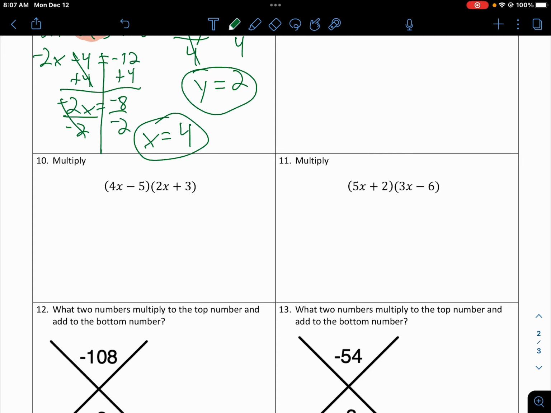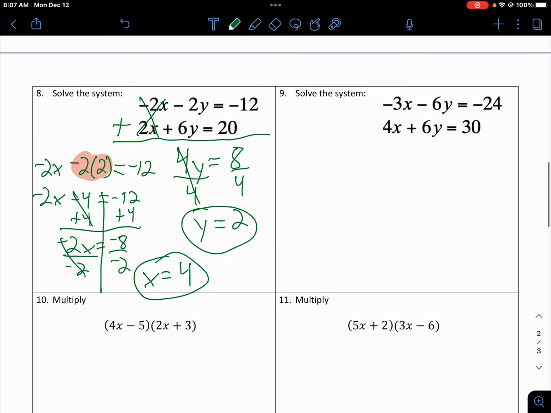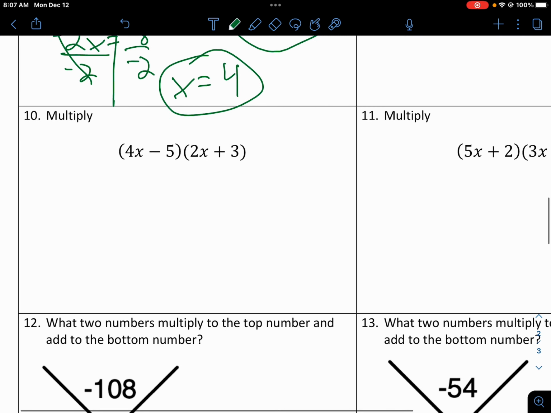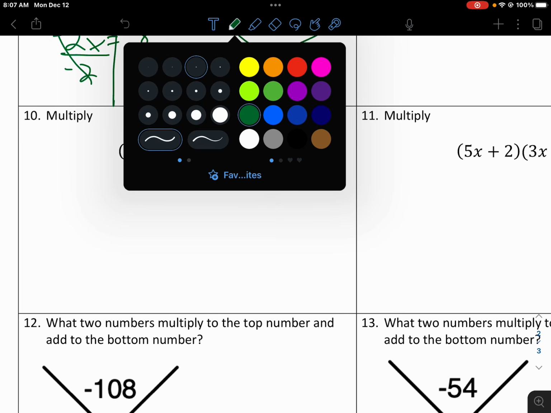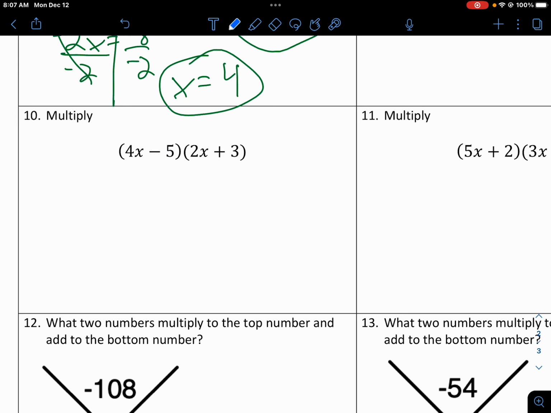All right, and then we did multiplying. This is the FOIL method, okay? So I'm going to change color for this. So you do the first times the first. It's always the x's times the x's. So 4 times 2 is 8. And then x times x is x squared. And then you do the outsides. 4x times 3. Well, 4 times 3 is 12. And the 4 has an x on it, so you've got to bring the x with. Then you do the insides. So negative 5 times 2x. Well, negative 5 times 2 is negative 10. And the 2 has an x on it, so you've got to bring the x with.